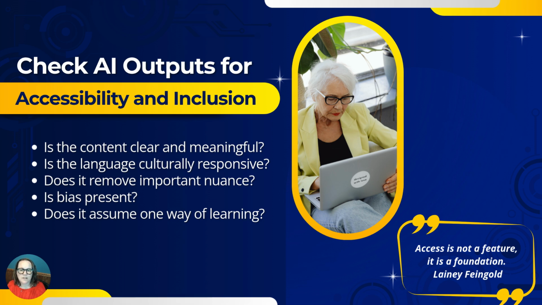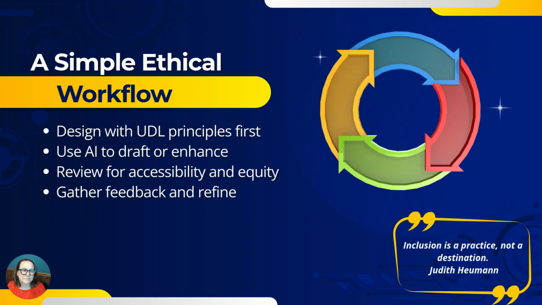So, in online courses, this can appear in assignments, discussion prompts, announcements, or even feedback. Taking the time to review your AI generated content really can ensure that what we provide is not only accessible, but also accurate, inclusive, and aligned with our learning goals. So, a simple ethical workflow: design with your universal design principles first, use AI to draft or enhance the content, review it for accessibility and equity, and then gather feedback and refine.